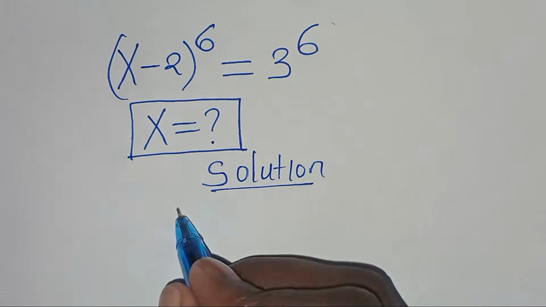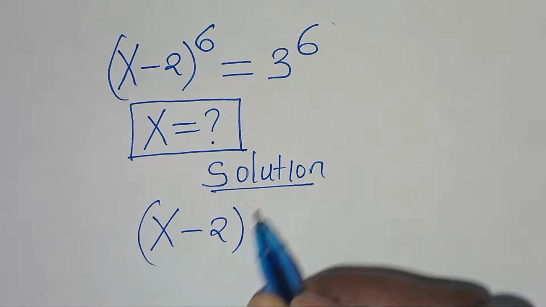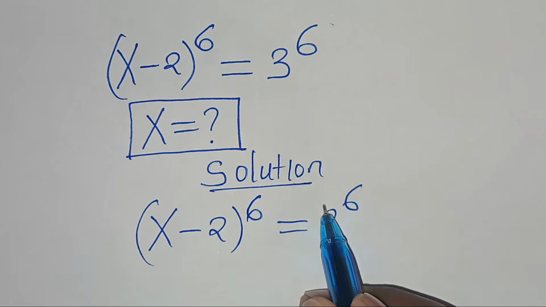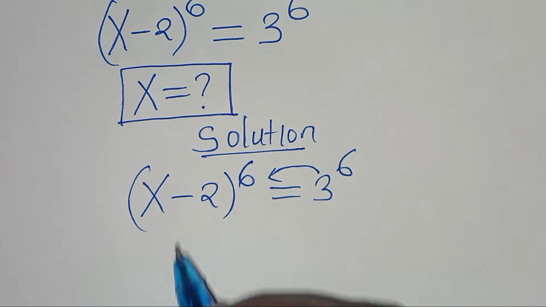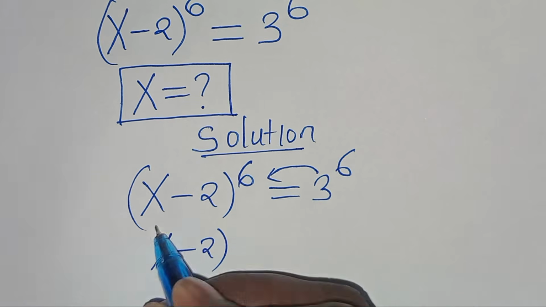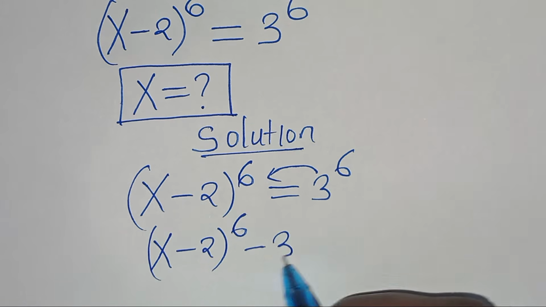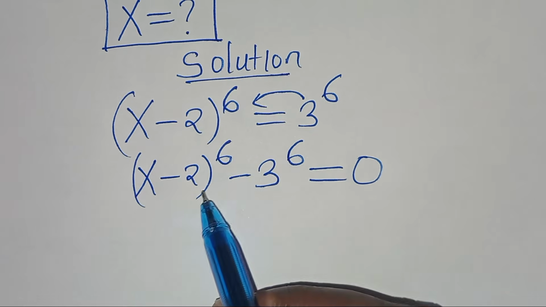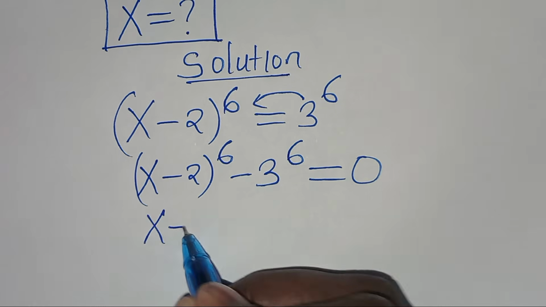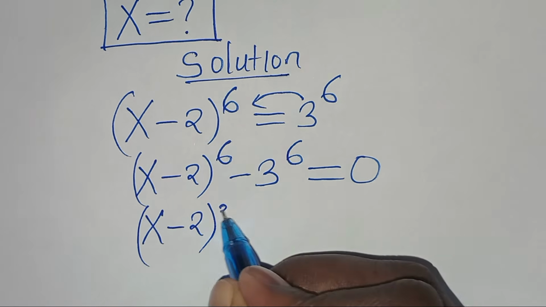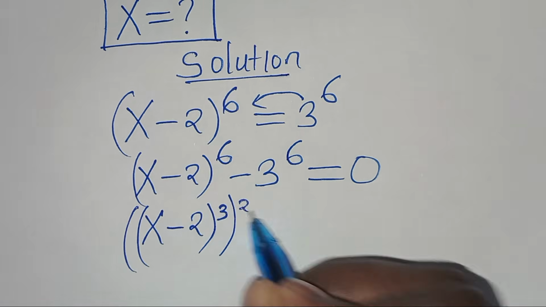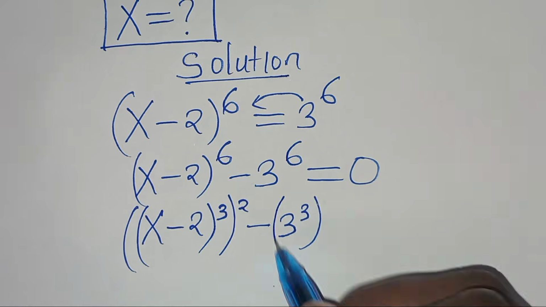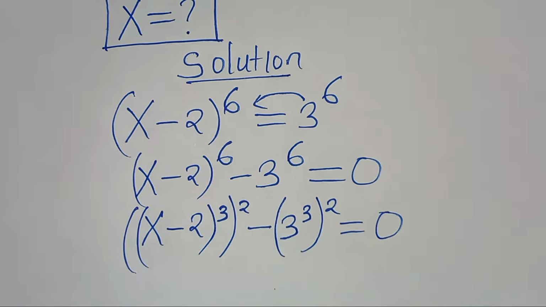Now we have (x - 2)^6 = 3^6. The first step is to take 3^6 to the left-hand side, so now we have (x - 2)^6 - 3^6 = 0. We can express (x - 2)^6 as ((x - 2)^3)^2, then subtract 3^6, which is the same thing as (3^3)^2. This is equal to 0.